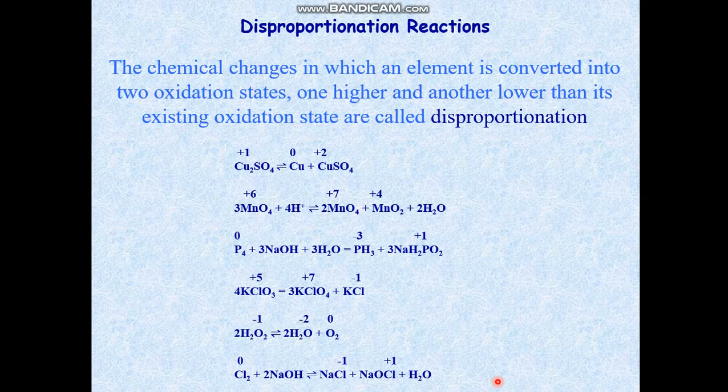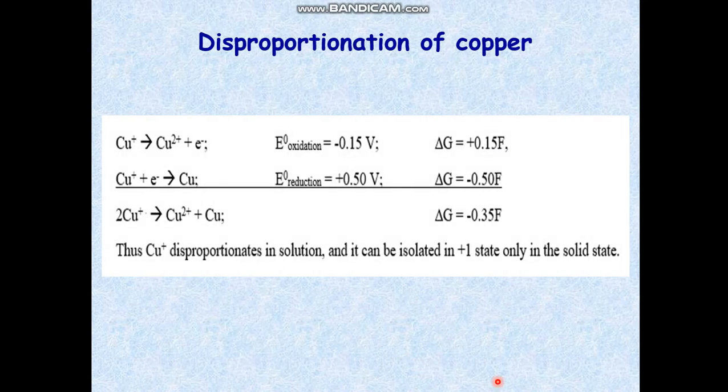Now we have to verify whether these reactions are thermodynamically favorable or not. That means whether their delta G values are negative or not. So let us take the example of the cuprous ion, which is getting oxidized to form the cupric ion and getting reduced to form copper metal. The standard electrode potentials are respectively -0.15 volt and +0.50 volt.